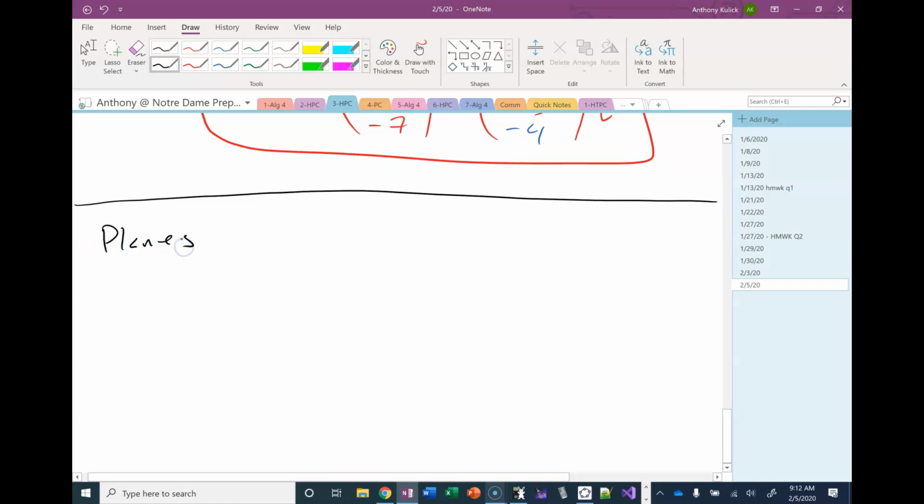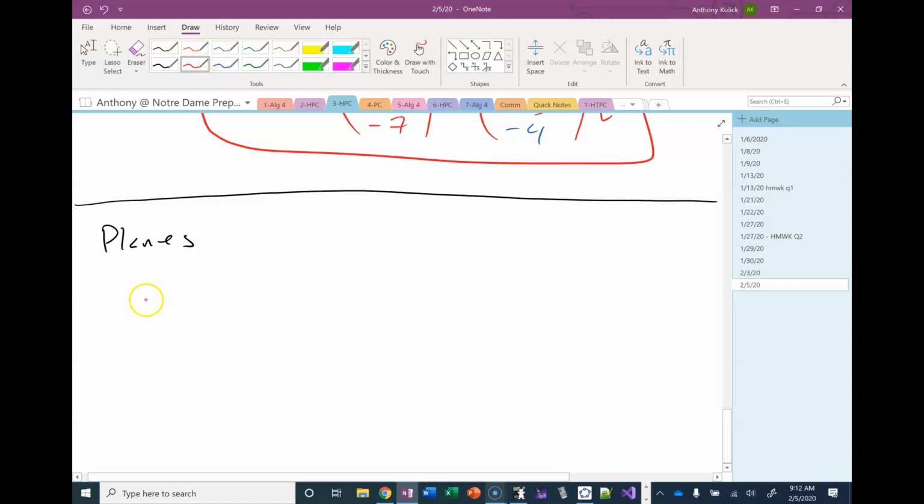Today, we're going to start talking about planes, not like airplanes, but like geometric planes. So in 2 dimensions, we can graph points and lines, right? A point is a 0-dimensional object. A line is a 1-dimensional object. In 3 dimensions, we can graph points, lines, and now planes. A point is a 0-dimensional object. A line is a 1-dimensional object. And a plane is a 2-dimensional object.